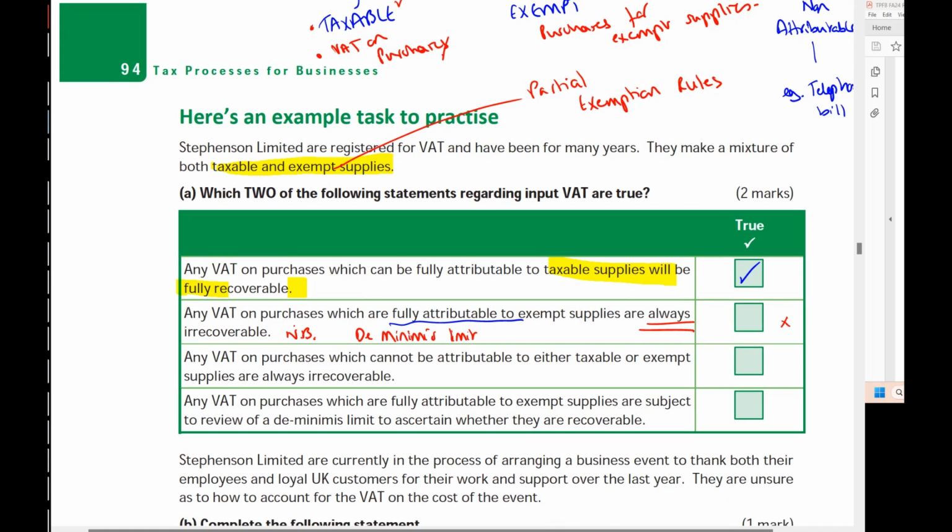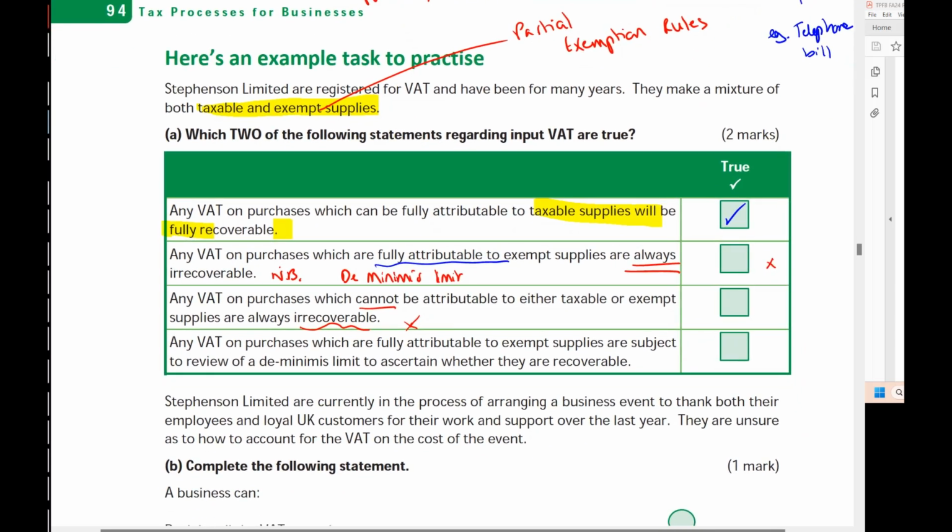Any VAT on purchases which cannot be attributed to either taxable or exempt is always irrecoverable. No, it's not. We can still reclaim some of the VAT on these unattributable supplies. We just have to claim a portion of it, subject to the de minimis. Any VAT on purchases which are fully attributable to exempt supplies are subject to a review of a de minimis limit to ascertain whether they are recoverable.